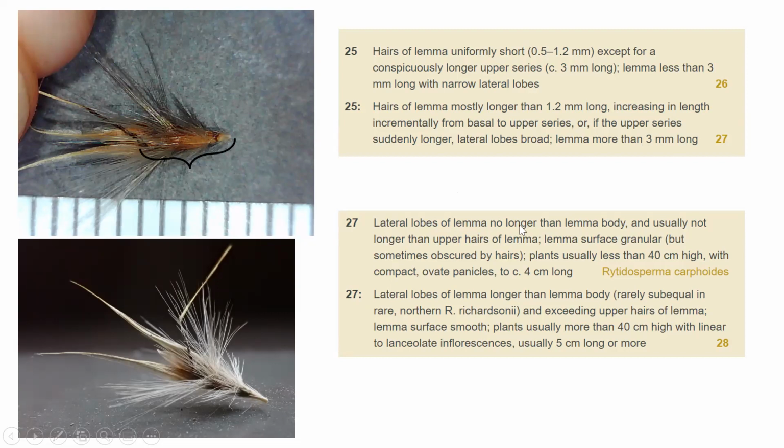Lateral lobes of lemma are no longer than the lemma body. So you could look at that and go, okay, they're about the same length, but remember, it's from the sinus. So this is longer than from the sinus down to the callus. So 28.